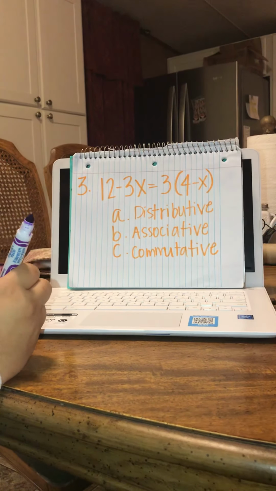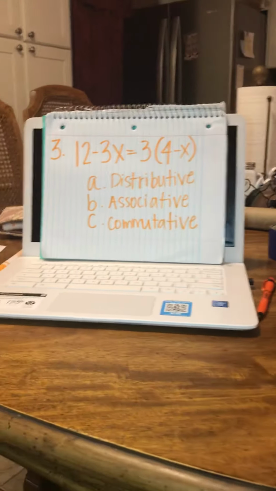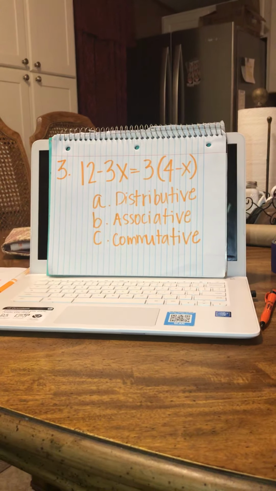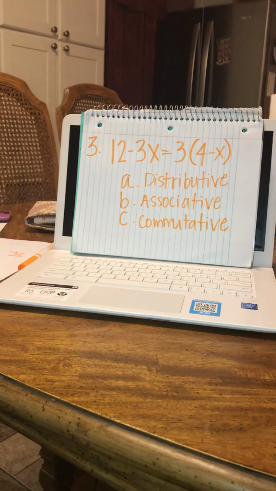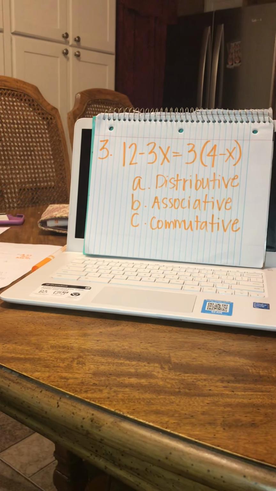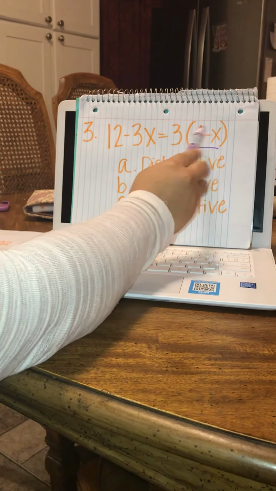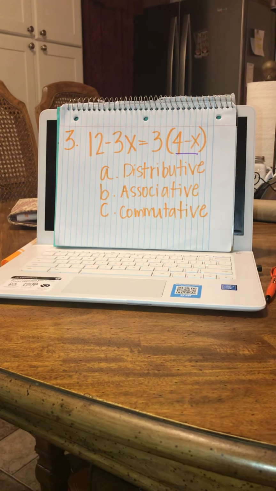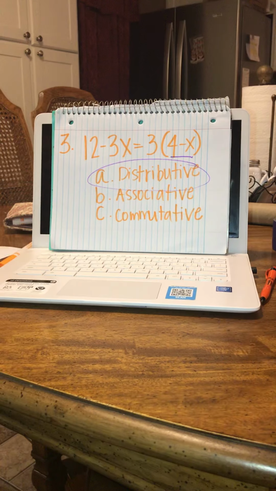Question number 3. 12 minus 3x equals 3(4 minus x). Now in this one, we can choose from the 3 different types of properties we have. But as we look at it, we can tell that this is the distributive property. And it's the distributive property because we're distributing it through the parentheses. Remember how I said that they want you to take something through the parentheses when you're using the distributive property. So that's the distributive property.